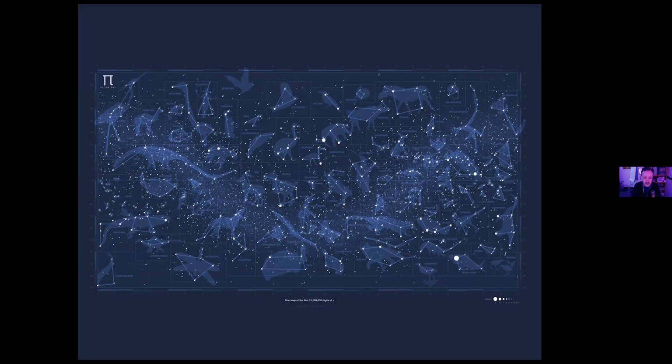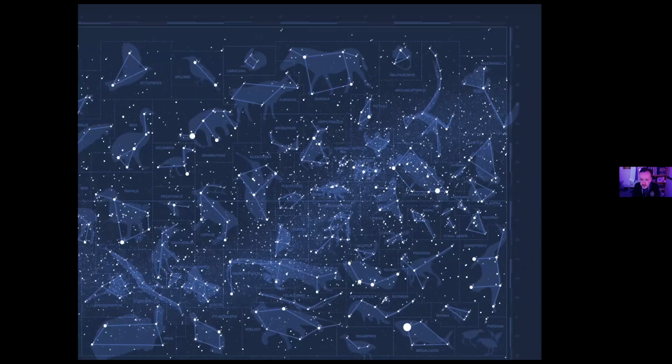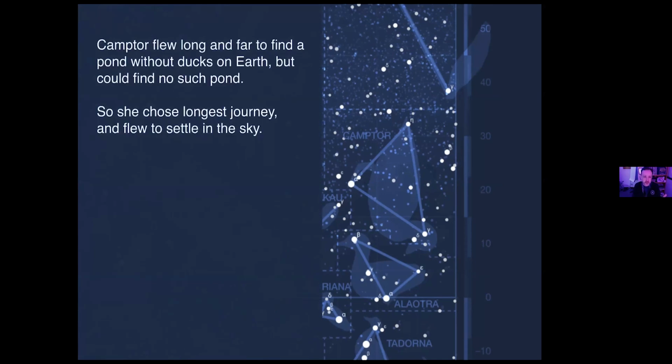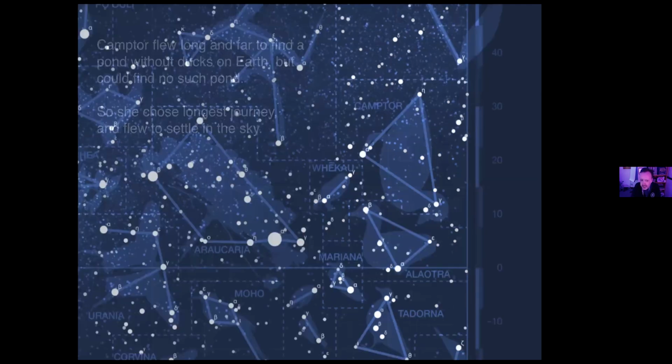You'll see all sorts of stories and creatures here. So for example, here's the bird section and the ducks. And everybody has their own mythology. So Campter flew long and far to find a pond without ducks on Earth, but could not find such a pond. So she flew to settle in the sky. And you'll immediately feel a connection to this poor duck that had to fly to the sky.